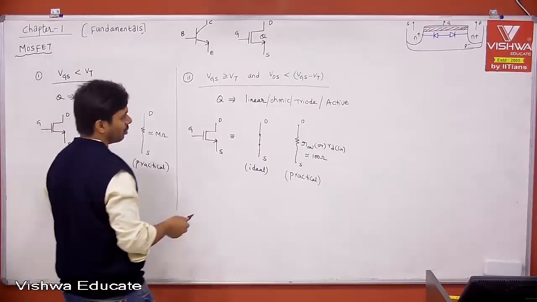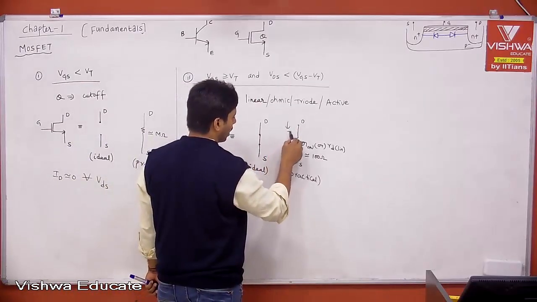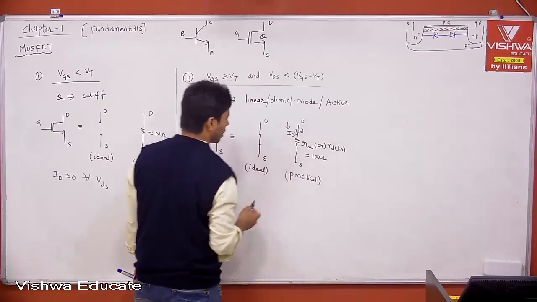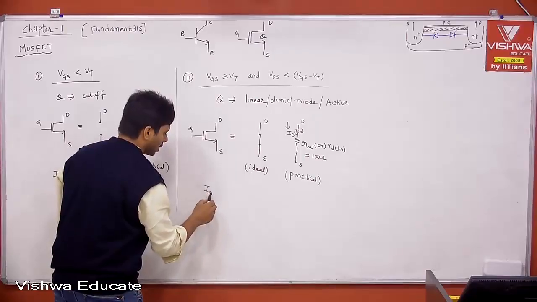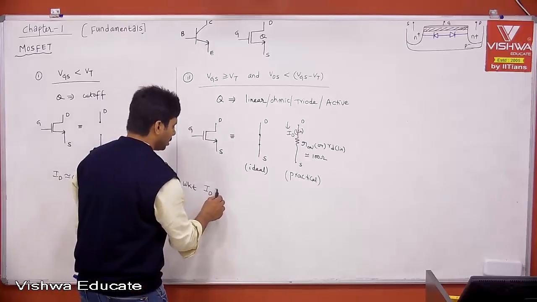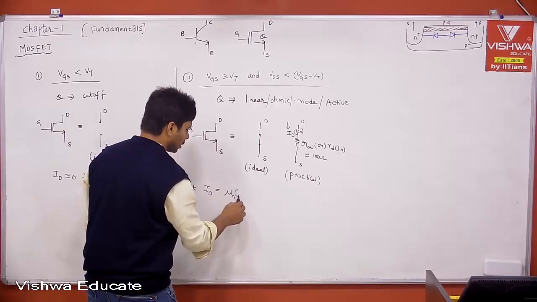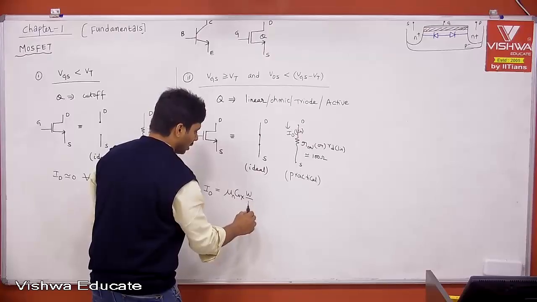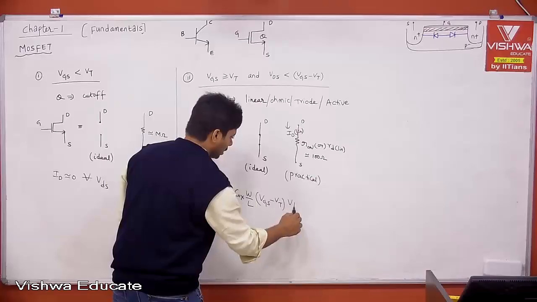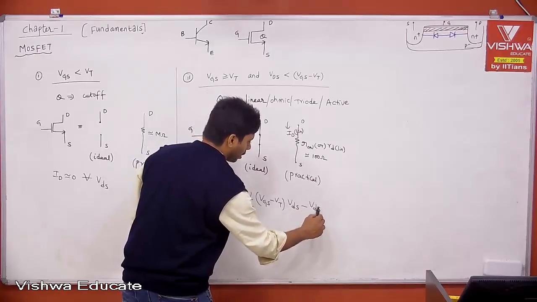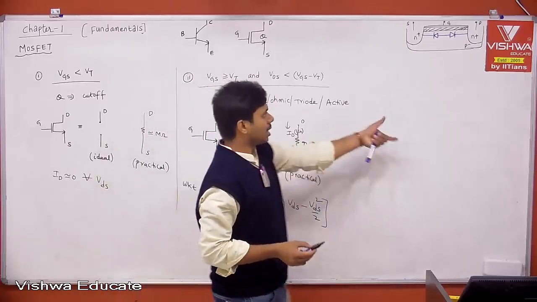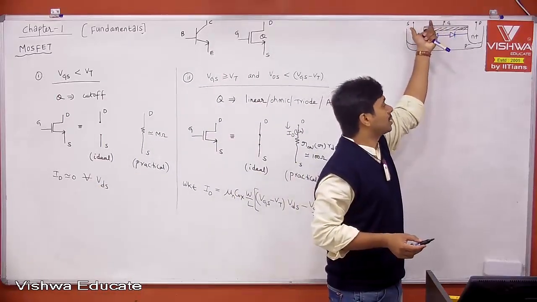Okay, done. Now, if you ask me what is the ID with respect to VDS, this is your ID linear, the linear ID current. There is a derivation of ID which I am not deriving now. But the derivation gives ID equal to mu n Cox W by L into (VGS minus VT) into VDS minus VDS square by 2. This is our ID current equation, assuming that there is channel formation, when VGS is greater than or equal to VT.